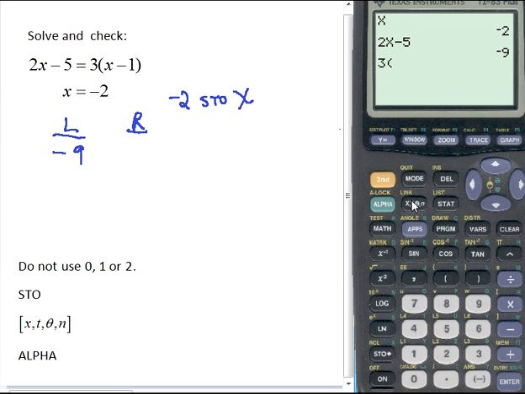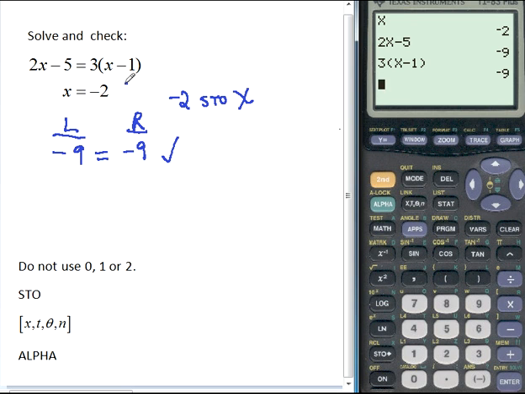So 3 parentheses, x minus 1, close parentheses, hit enter. And we got negative 9, and those two are equal, so the left equals the right, and it does check. So our solution is x equals 2. And this is the method for checking any type of equation. Put the solution back into the left and right sides and see if it makes them equal.